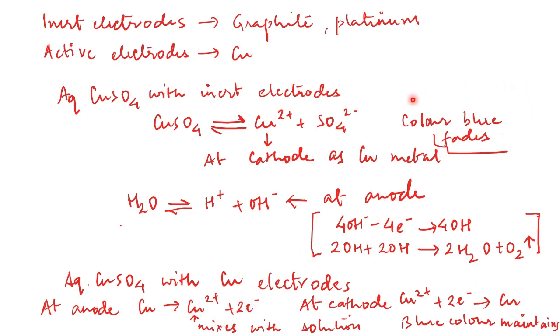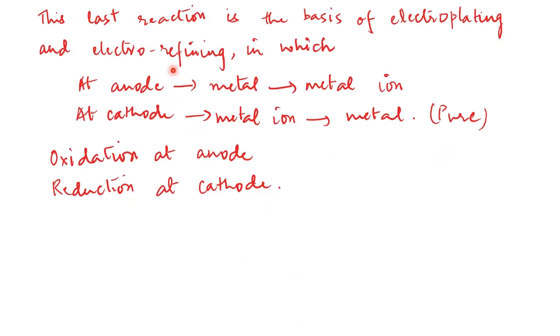Now in the one with inert electrodes, the blue color fades, while in the one with active copper electrodes, the blue color does not fade, it remains, because copper ions are coming into the solution. Sulfate ions are not going anywhere, so copper ions are there, sulfate ions are also there in the solution, therefore the blue color does not fade away. In this last reaction, at the anode metal atoms change into metal ions, and at the cathode metal ions change into metal. So what is happening here?